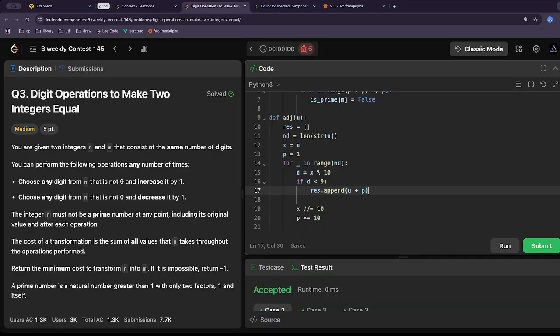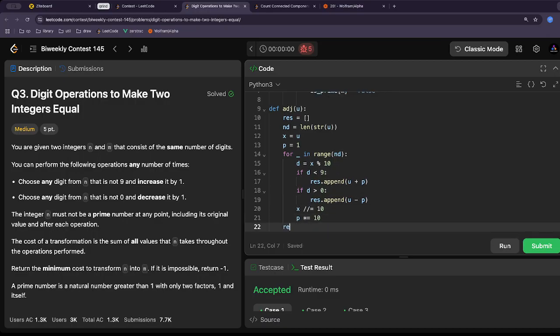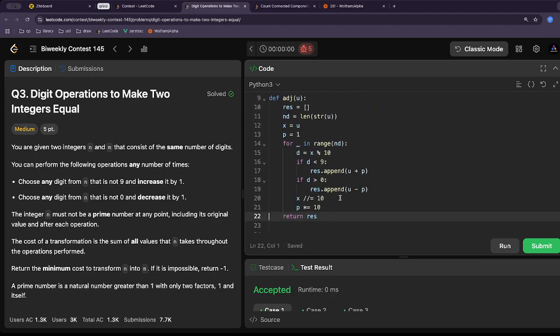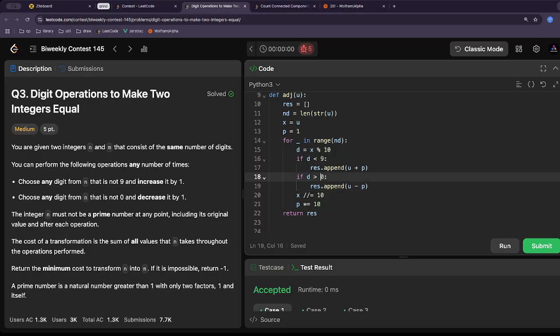We just append this to the result. Okay, so if D is greater than 0, then we want to decrement it, right? And so here we return res. But yeah, reading about yield is very convenient in Python. Well, but here there's a special case, right? Because we cannot decrement it if we are in the last. So we're going from the least significant digit to the most significant digit, right?